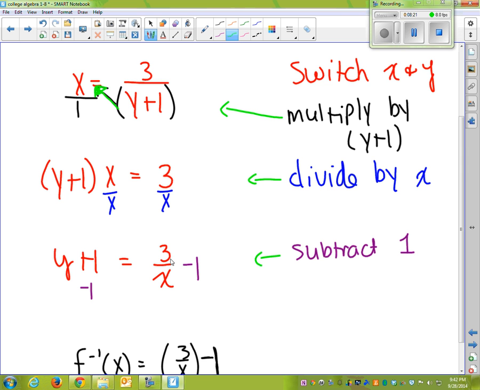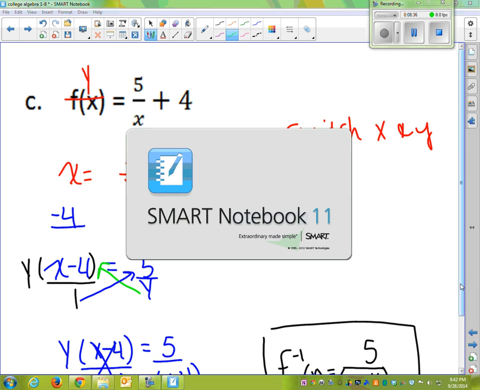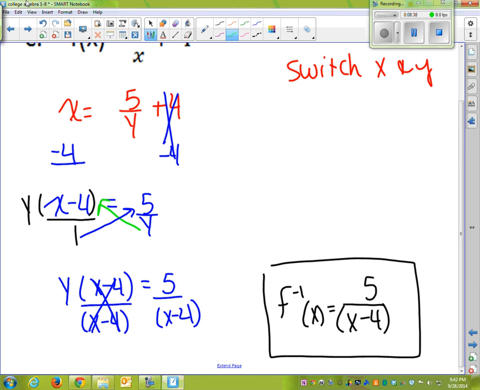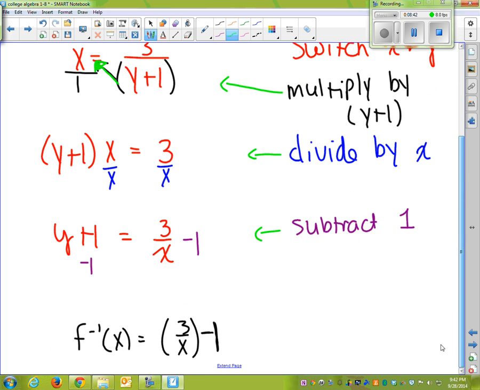When I did that, it's not 3 minus 1, and it's not x minus 1. It's 3 over x minus 1. This 3 over x is bound together as a term. Sorry about that. There is your answer.